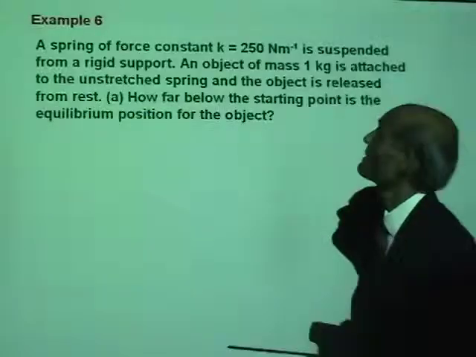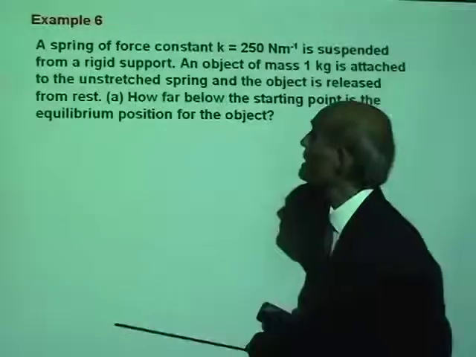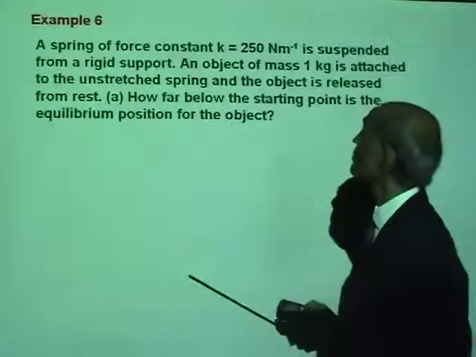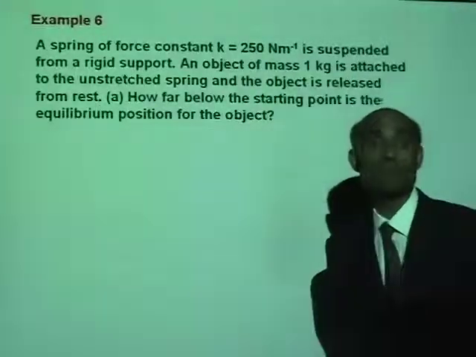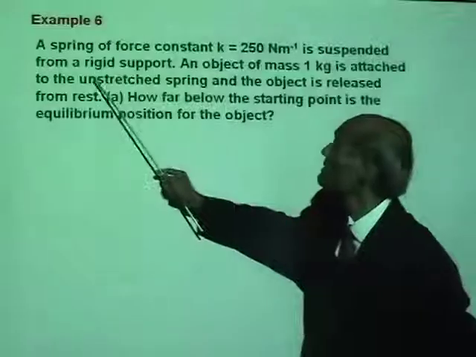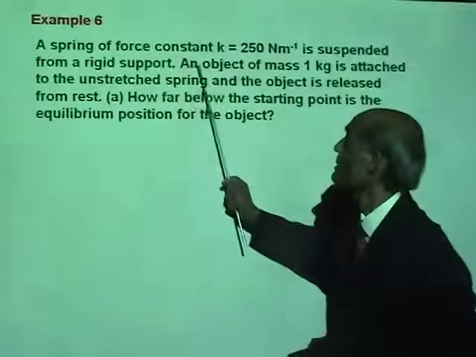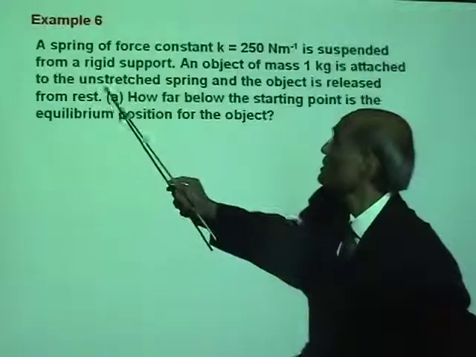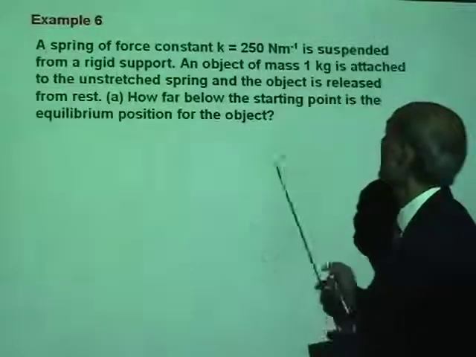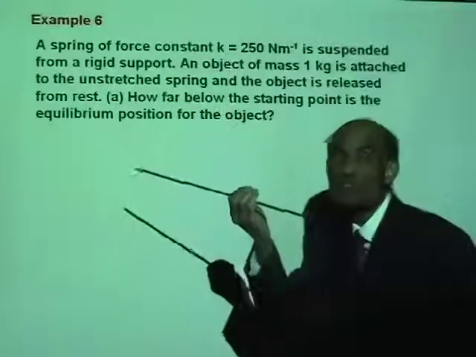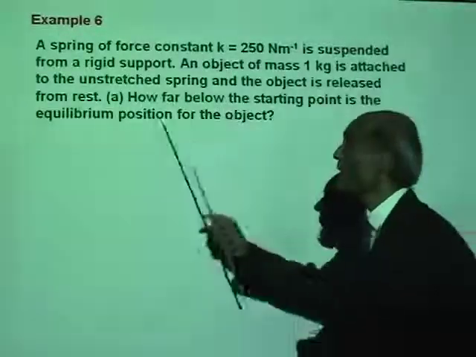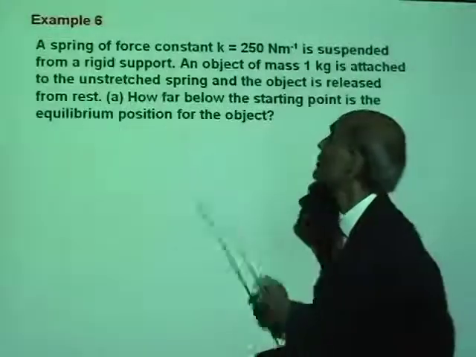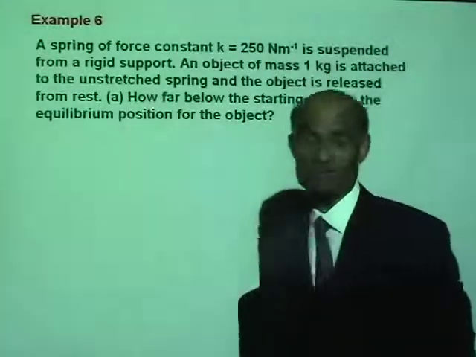Let's look at another example. A spring of force constant K equal to 250 Newton per meter is suspended from a rigid support. An object of mass 1 kilogram is attached to the unstretched spring and the object is released from rest. How far below the starting point is the equilibrium position of the object?